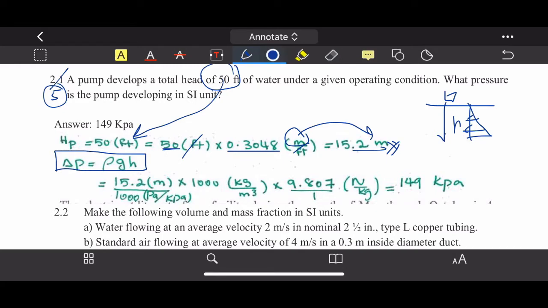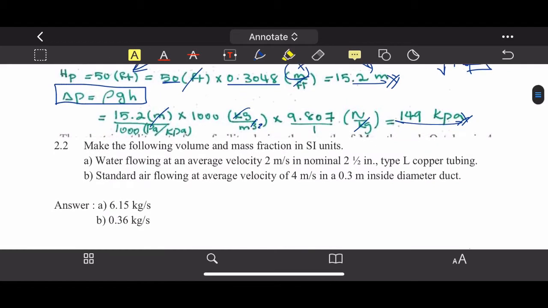One more time. Kilogram can be cancelled with this, and meter can be cancelled with this, leaving meter squared. Newton per meter squared is, yes you guys, Pascal, and this is to change the unit from Pascal to kilopascal, and the answer is 149 kilopascal. Good.